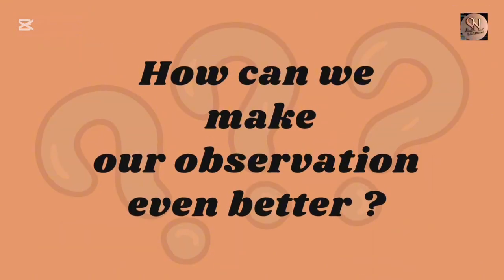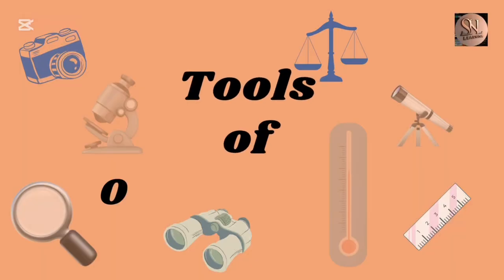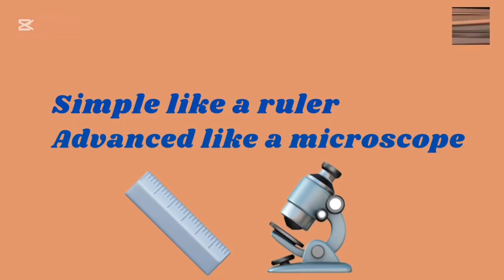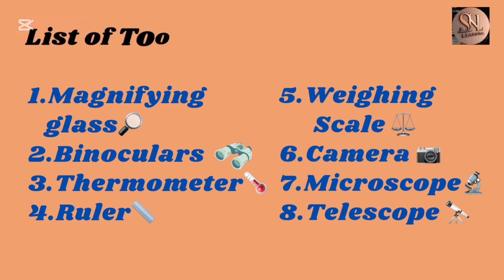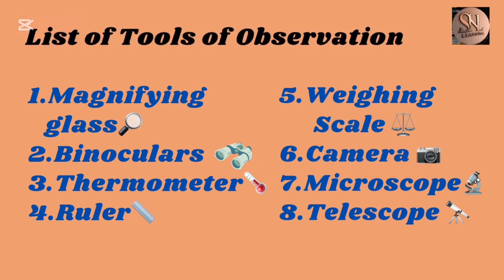Sometimes our senses are not enough to notice every detail. For example, our eyes can't see something very tiny. That's why scientists, and even we in daily life, use tools of observation. Tools of observation can be very simple like a ruler or advanced like a microscope. Here is a list of tools of observation we are going to discuss in this video: magnifying glass, binoculars, thermometer, ruler, weighing scale, camera, microscope and telescope.